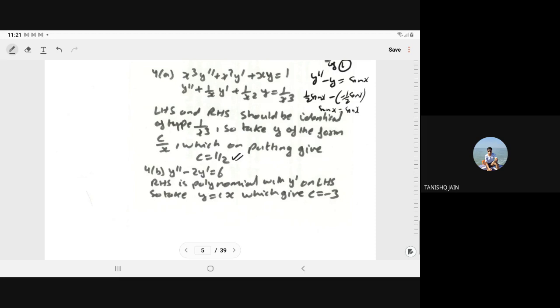Excuse me, sir. So y is equal to 2 by x is the general solution or the particular solution? When you are writing c upon x, then it is the general solution. When we put c is equal to 1 by 2, then it is a particular solution.